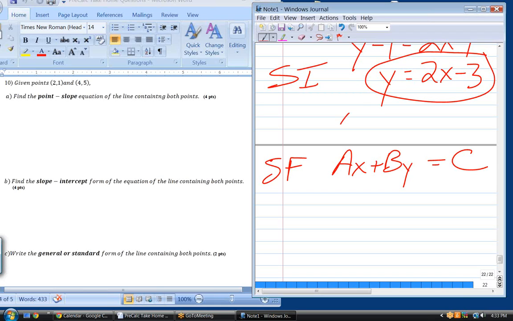So take this equation and put it in standard format. And A represents what? Well, it's the coefficient of x. There's A right there, but it's on the wrong side of the equation. We got to move it over to the left side. So that would be -2x plus y, 1y, equals minus 3.